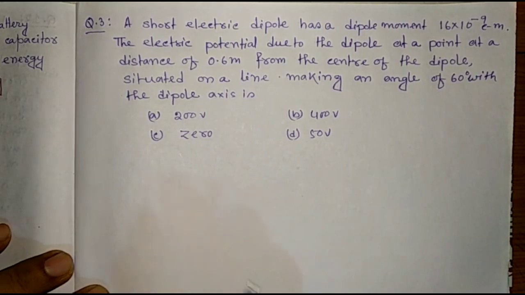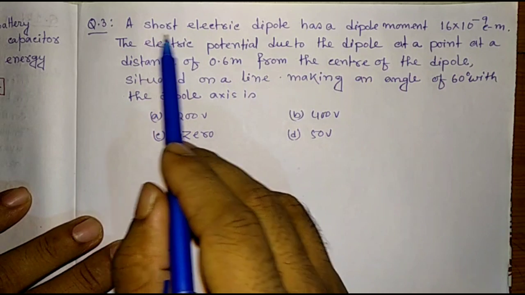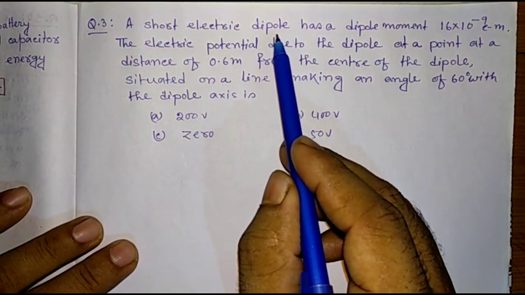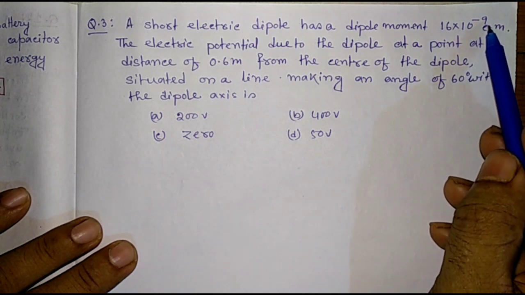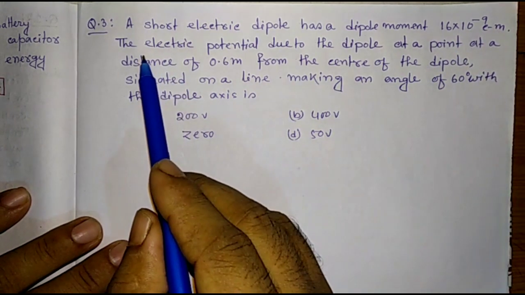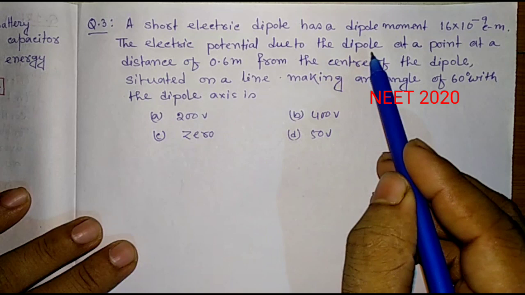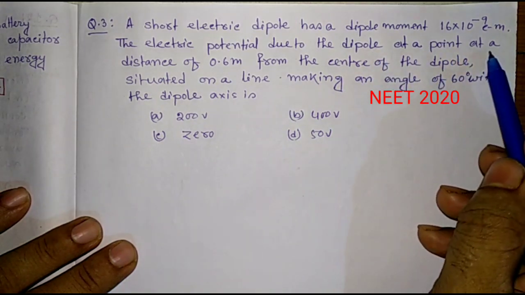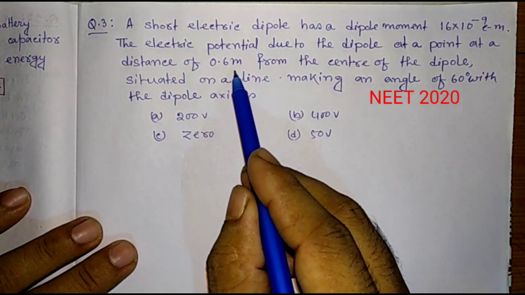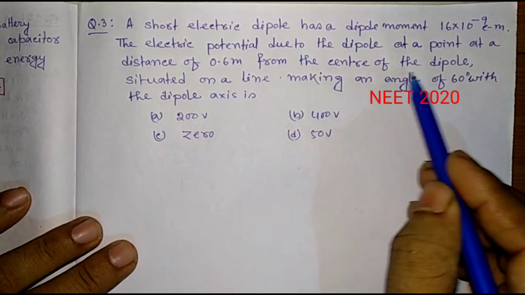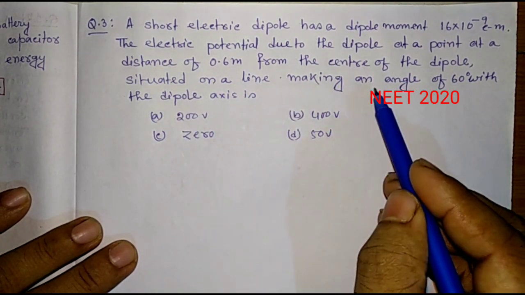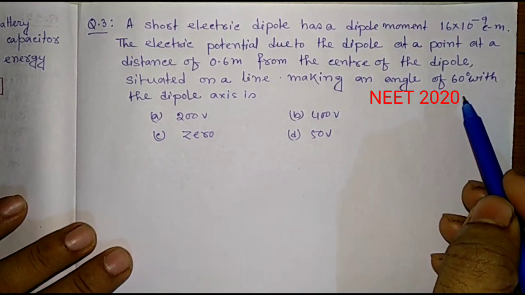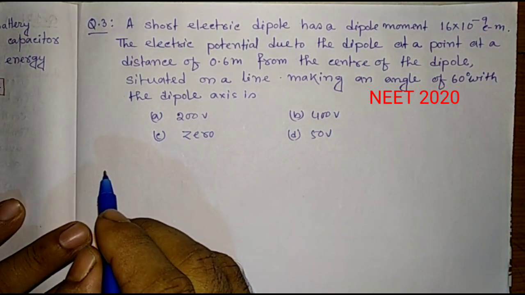Next question is question number 3. A short electric dipole has a dipole moment 16 into 10 to the power minus 9 coulomb meter. The electric potential due to the dipole at a point at a distance of 0.6 meter from the center of the dipole, situated on a line making an angle of 60 degree with the dipole axis.